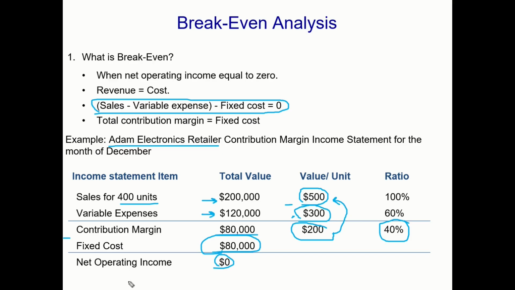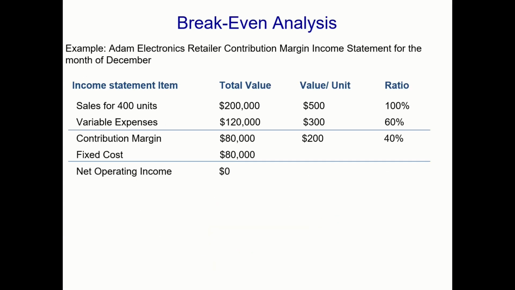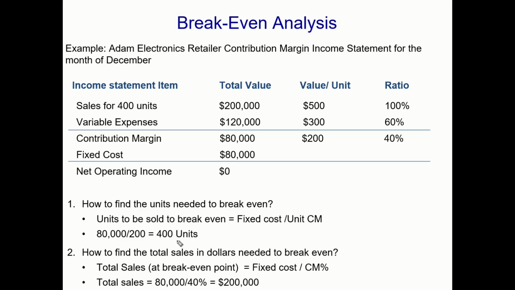Now, how do we find out the break-even using a formula? Basically, this information is given to us here. Can we derive some formulas or some shortcuts from this contribution margin income statement? Let's assume we want to know how many units we need to sell to break even. What do we need to do? Remember, we need to cover our fixed cost. This is to break even. We need to cover our fixed cost.